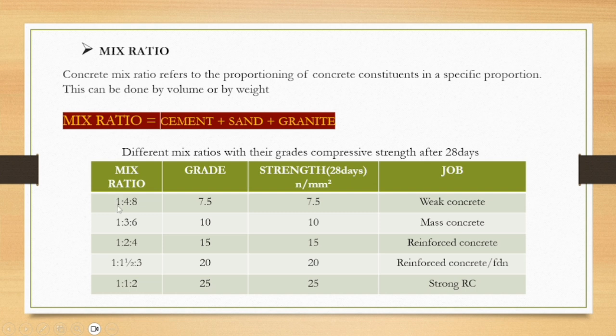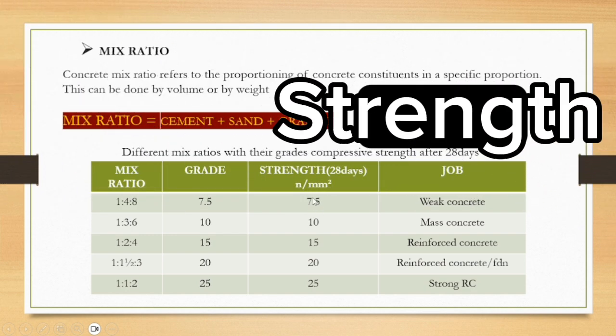Half of it is what we refer to as one. Then 4 ekpan of sand is what we refer to as four. 8 ekpan of granite is what we refer to as eight. Now, if you mix this in this proportion, with the adequate water content, at the end of 28 days after curing, we are going to have this mix ratio or more.